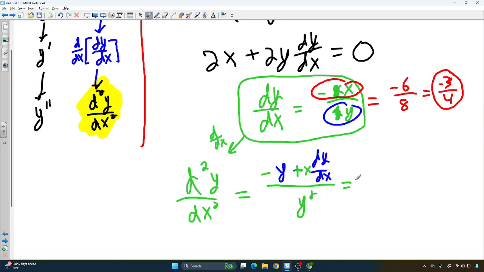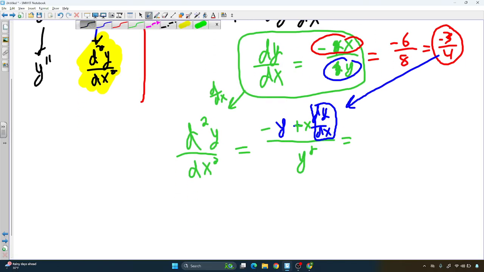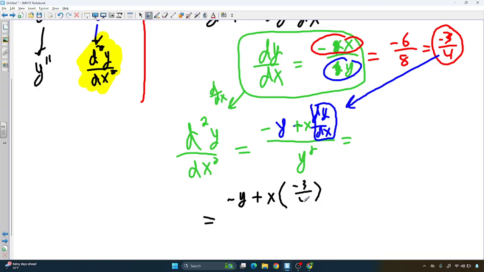But here's the deal. You could either take dy dx and plug this back in. That's what I used to do all the time. But when they give you a point, you know that this is the slope finder, and you've already found the slope. So you can put that right back in. So you can actually be dealing with a lot nicer equation because it gave you something to plug in. So we have negative y plus x times negative 3 over 4 all over y squared.